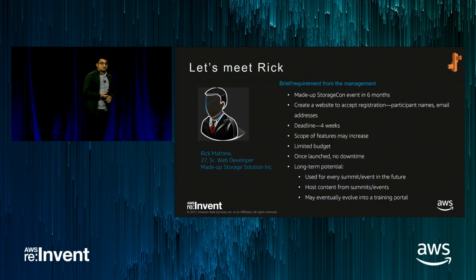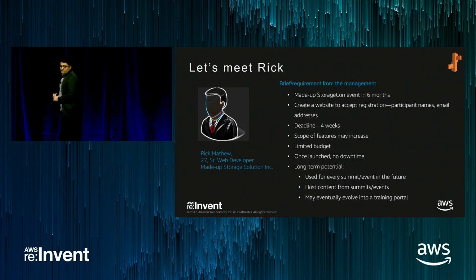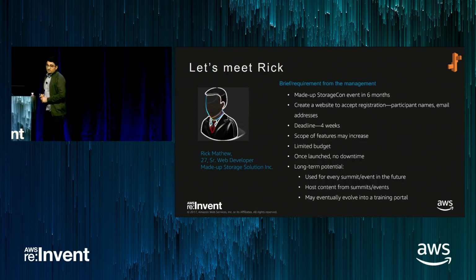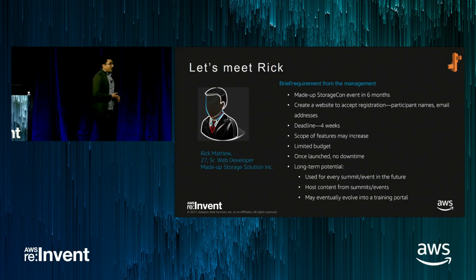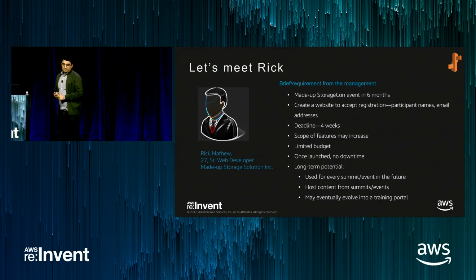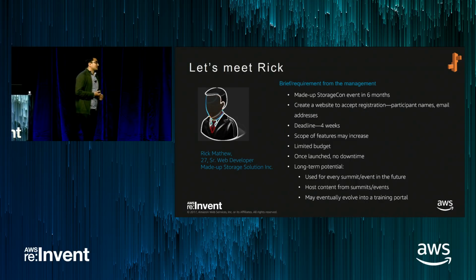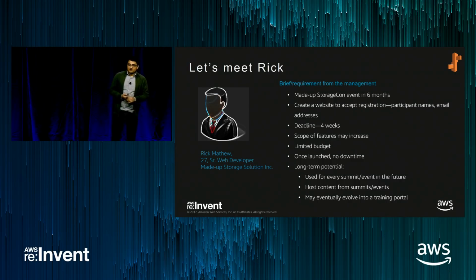He has limited resources, a limited set of people, and a limited budget. And he has the most important requirement that once the website is up, it cannot go down. It should always be up and available for people to register. And it has good potential going forward. It could be used for many other summits. It could be used as a training tool and anything going forward. So Rick has to be careful about scalability here.